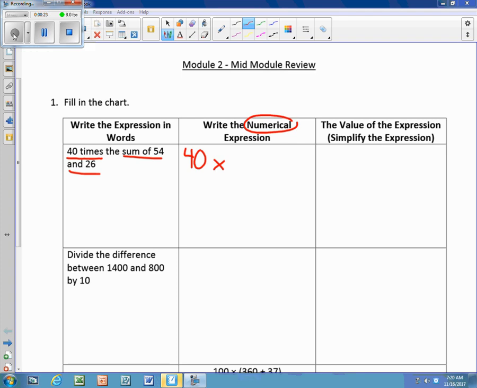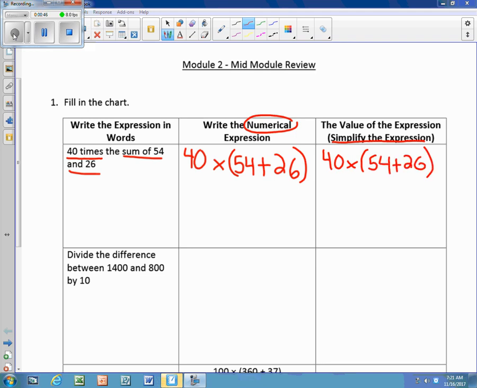In order to know to do the sum first, I have to put that in parentheses, because in order of operations, I use parentheses. So the sum of 54 and 26, sum means addition, so I know that I need to add. Then I'm going to come over here and simplify the expression. Remember, there is no equal sign, so I'm going to rewrite the expression. And now I'm going to simplify it.